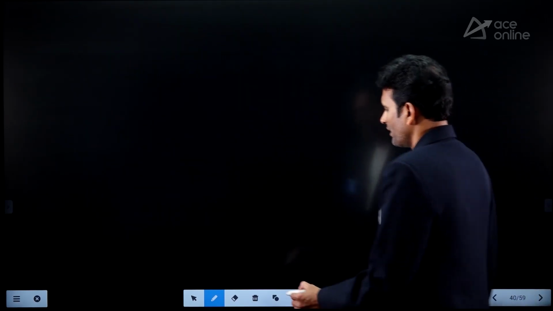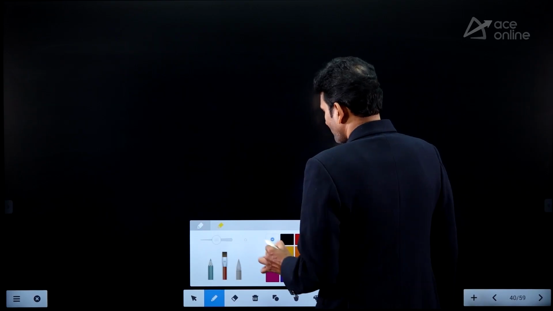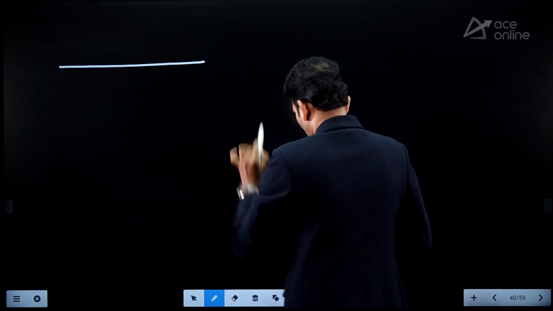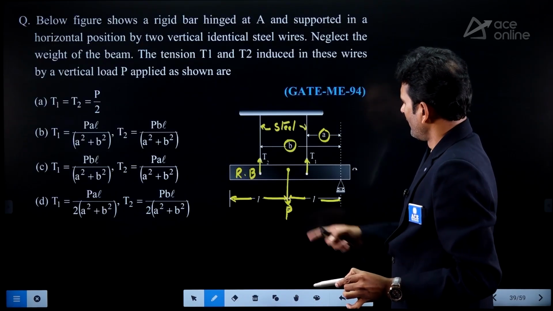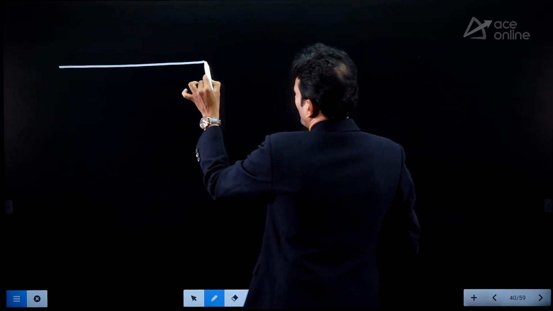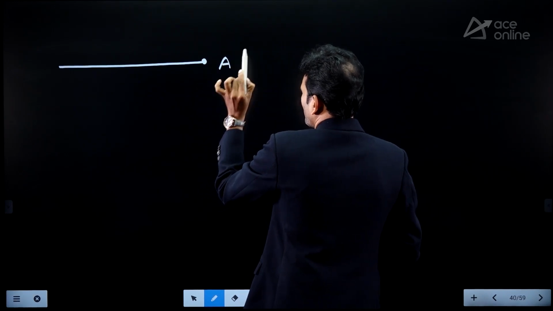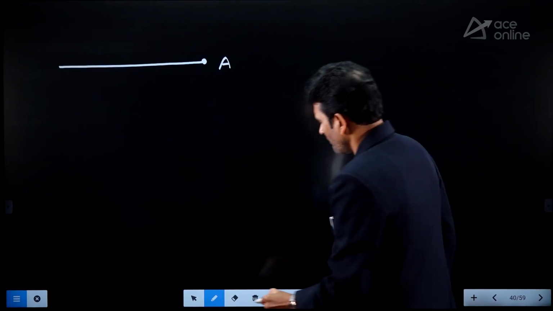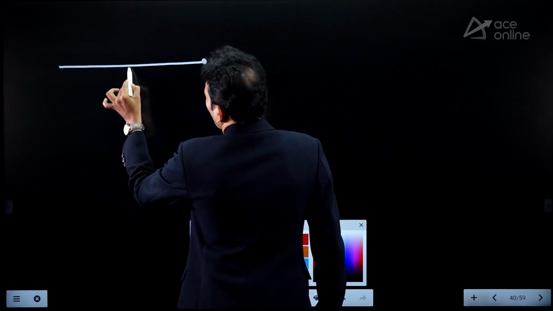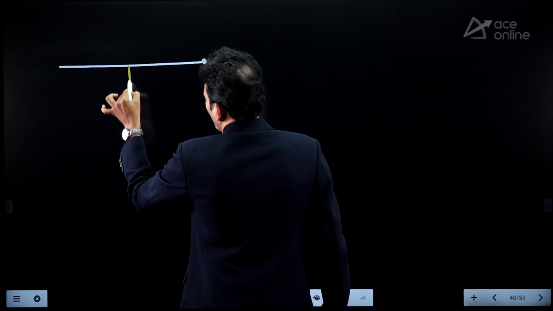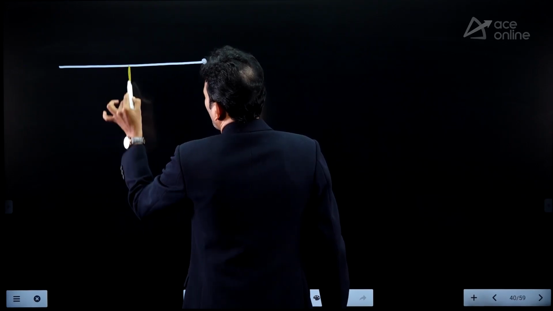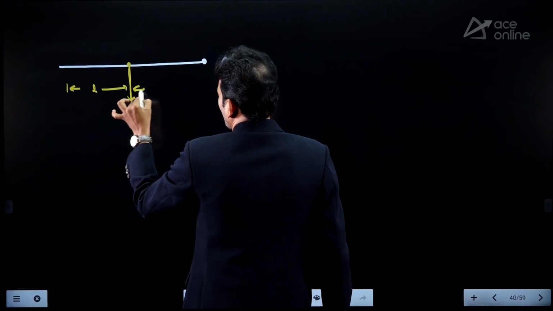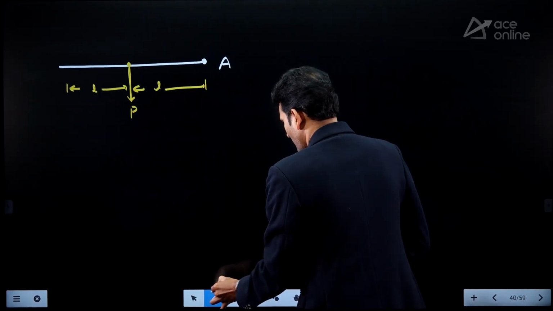When I am taking the FBD of this one, I am showing the rod first. Here we are having a hinge support. I can mark this as point A. That's fine. Now, load P is placed here, in the middle of this one. This is the load P position. Here to here the distance is L, and here to here the distance is L.